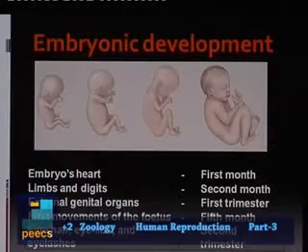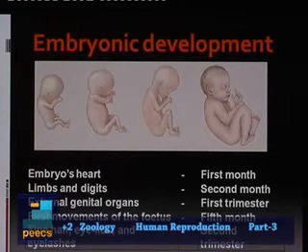Now what happens? Fine hair developed around the body, eyelids will develop, eyelashes will also develop. So that will happen after the completion of the 2nd trimester.